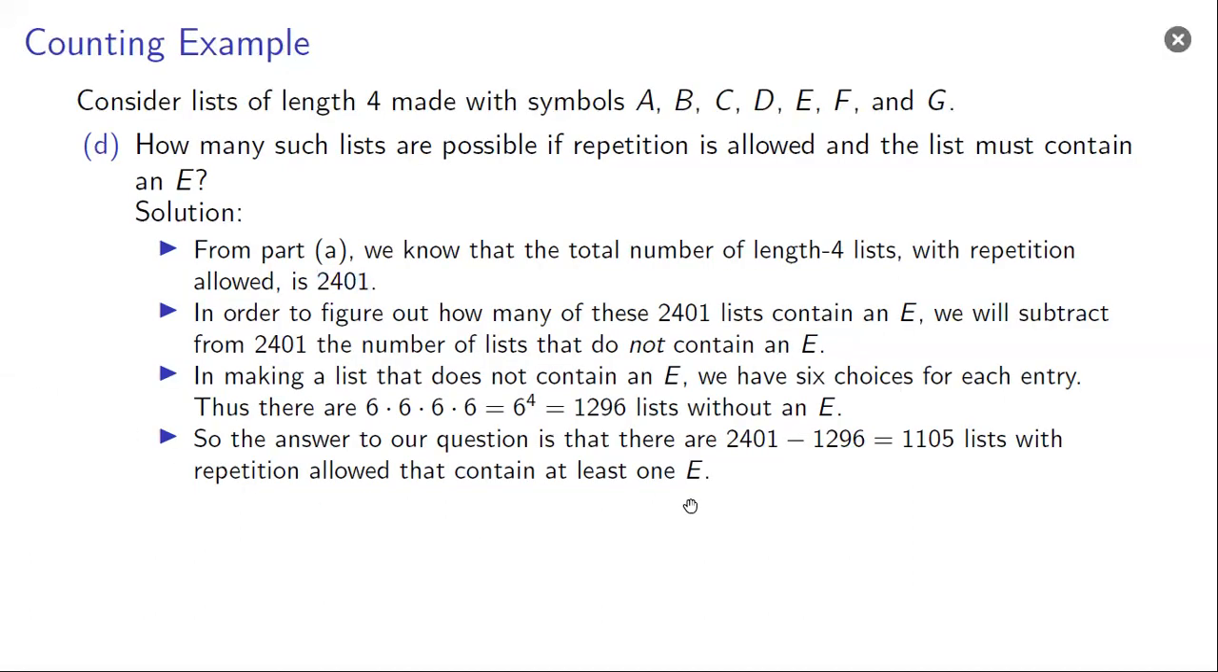So the answer to our question is that there are 2,401 minus 1,296, which is 1,105. This is the number of lists with repetition allowed that contain at least one E. Okay, so this was a little bit of something we've never seen before. We're going to come back to this idea in the next section, and we're going to see this is an example of what the book calls the subtraction principle.